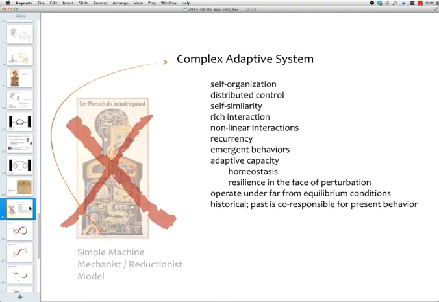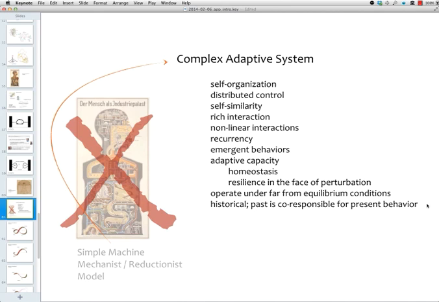The human organism, the living organism, any living organism, even an amoeba, is a complex adaptive system characterized by self-organization, distributed control, self-similarity, rich interaction, nonlinear interactions, recurrency, emergent behaviors, adaptive capacity, homeostasis, resilience in the face of perturbation. It operates under far from equilibrium conditions, and it's historical.